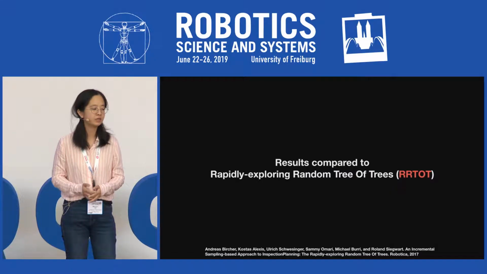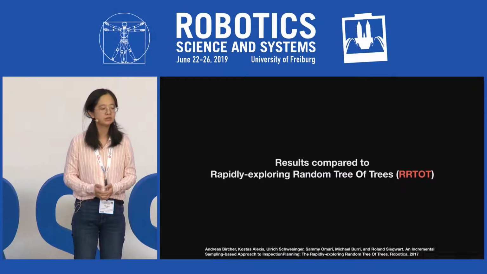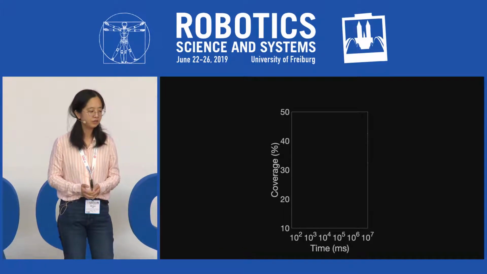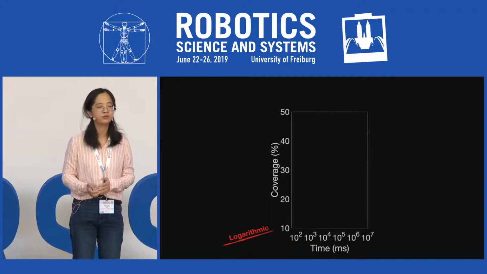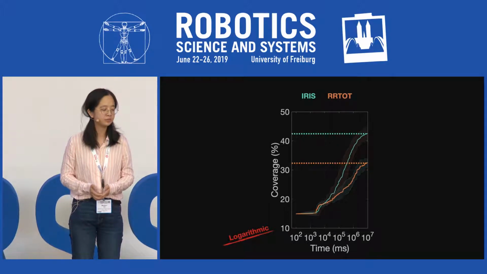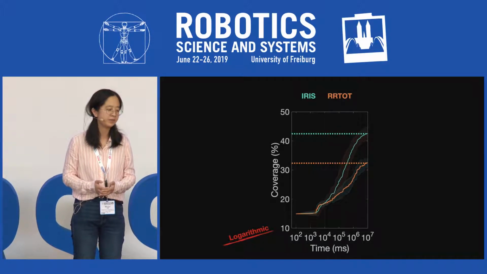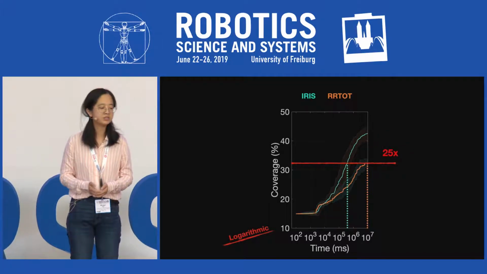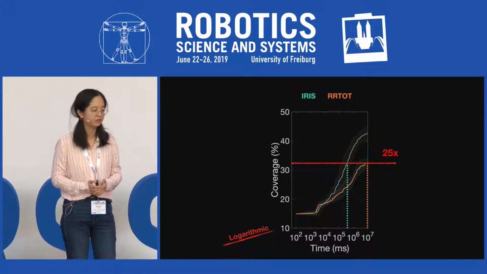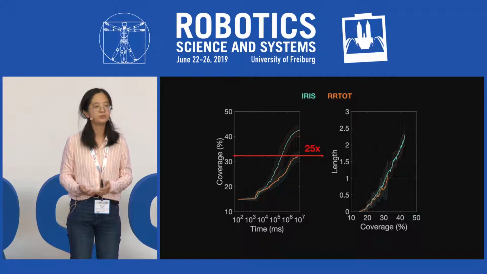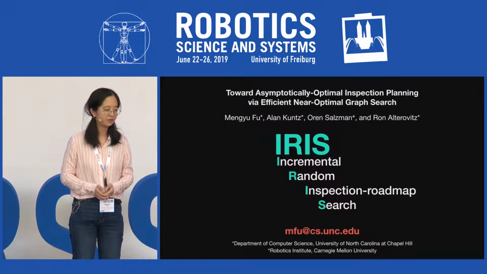We compare our result with a state-of-the-art method, Rapidly exploring Random Tree of Trees, in short, RTOT. We first look at computed time versus inspection coverage. Here we have a logarithmic time axis. For the time given, ARIS produces more than 10% better coverage than RTOT. And to get the same coverage, ARIS is more than 25 times faster than RTOT. On the other hand, ARIS produces plans with similar length as RTOT. Thank you for your attention.